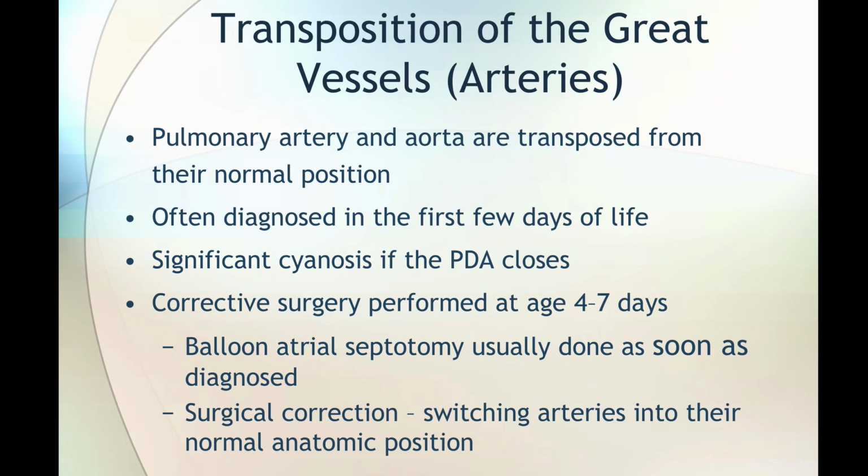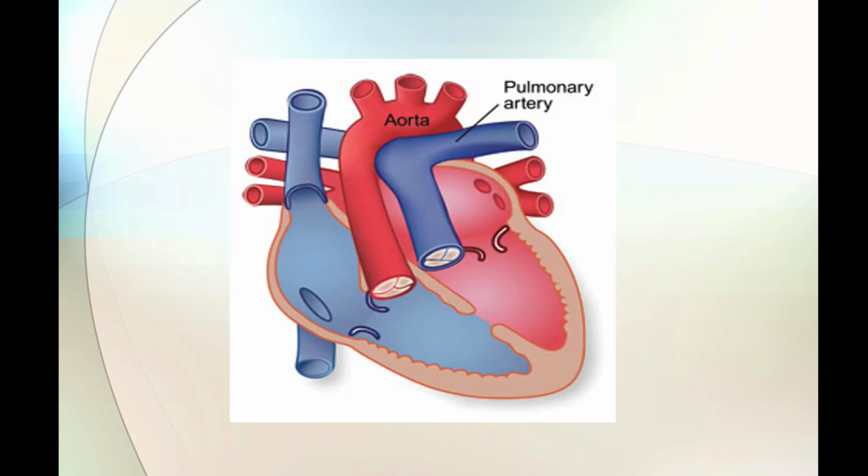So let's talk about those great vessels and transposition. I'm actually going to give the picture. So I'm sure you can already see the problem here. These are in the wrong place, right? So we're having oxygenated blood going back to the lungs, unoxygenated blood going up over the aorta. This is a problem.